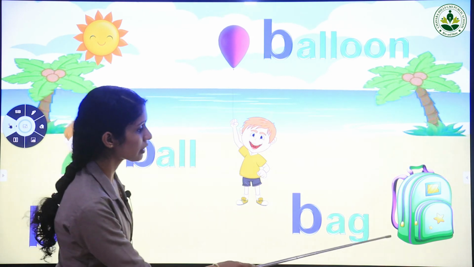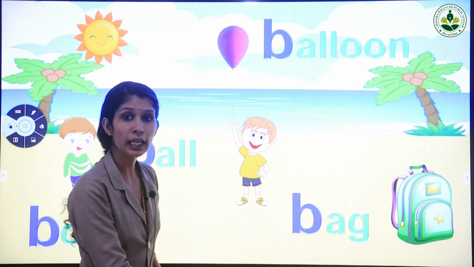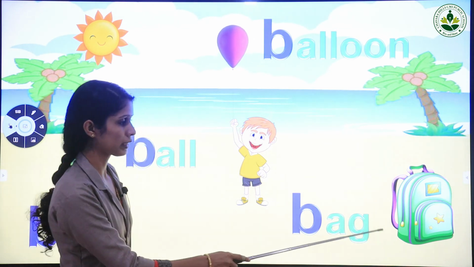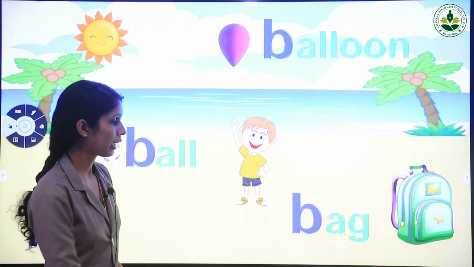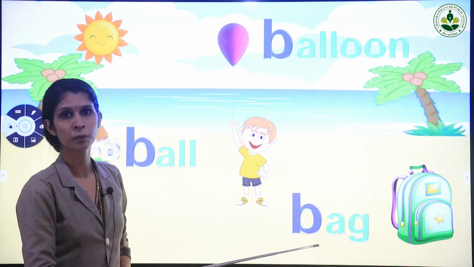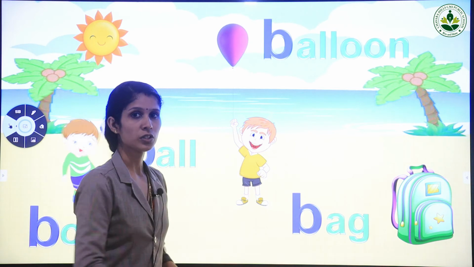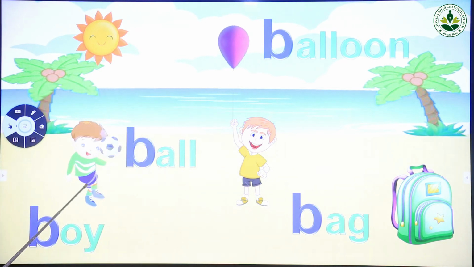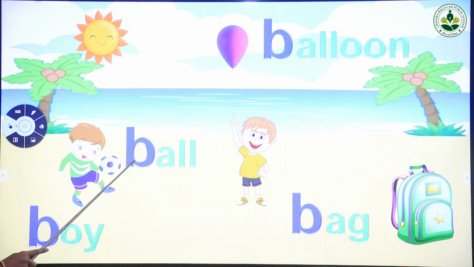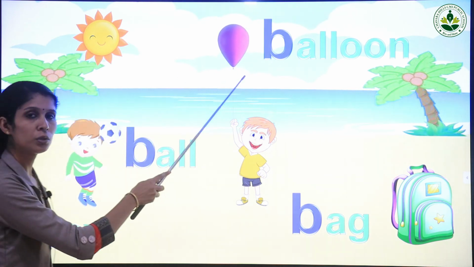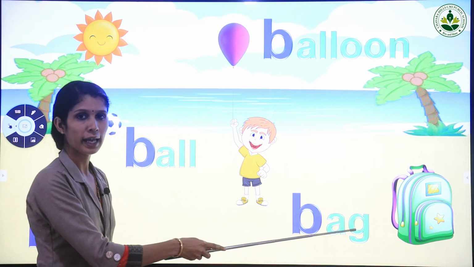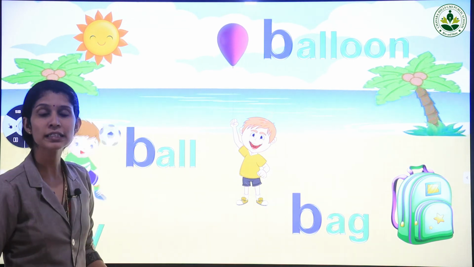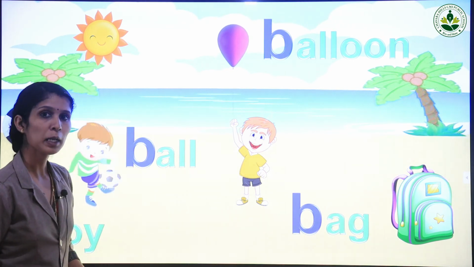And what is this? Yes, it's a bag. What is this? Bag. B is for bag. So children, say aloud and repeat after me. A boy, ball, balloon, bag. These are the words starting with letter B.